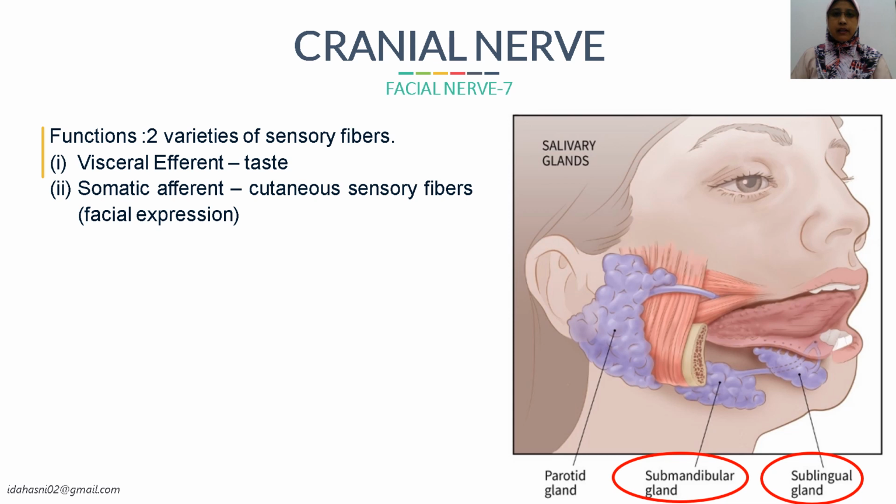The facial nerve has two varieties of sensory fibers. The first is taste fibers, which carry visceral afferent functions. These fibers convey sensations from the sublingual and submandibular salivary glands and mucous membranes of the palate and nasopharynx. It collects taste information from the anterior two-thirds of the tongue. The second is the facial nerve cutaneous sensory fibers, which have somatic efferent functions, responsible for facial expression muscles.